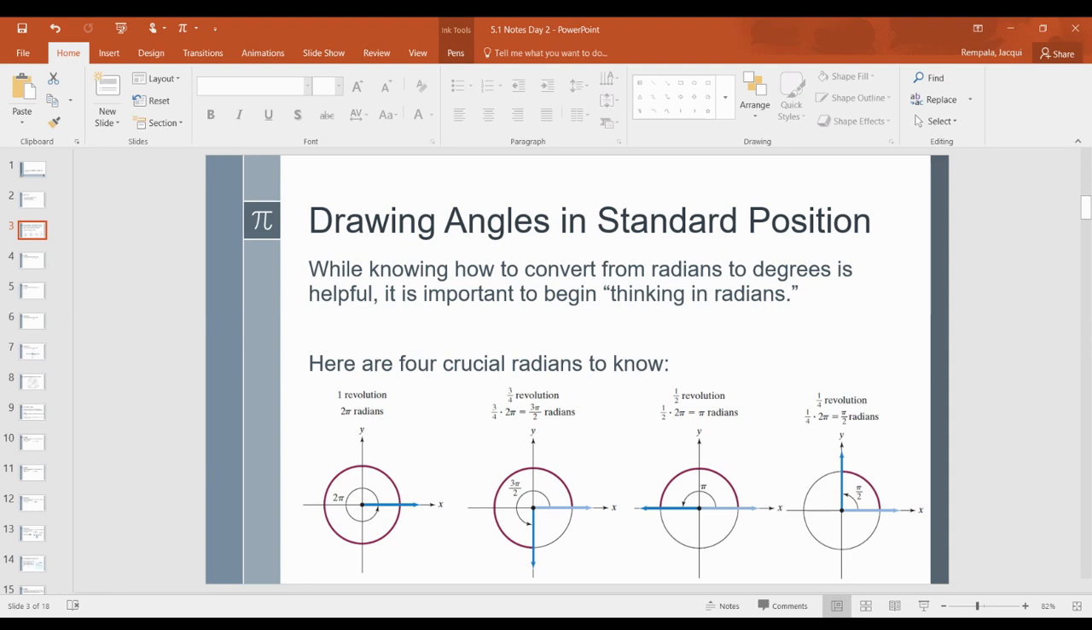Then if I look at the far right, my initial side's on the positive x-axis. My terminal side is up here on the positive y-axis. We are only going from one axis to the other. We have 1/4 of a revolution. So 1/4 of the entire circle, 1/4 of 2 pi, if I was to multiply straight across and reduce, would give me pi over 2 radians. So those 4 values are going to be crucial, and they're what we're always going to be referencing when we are drawing our angles in standard position.